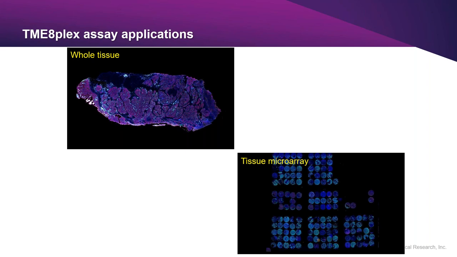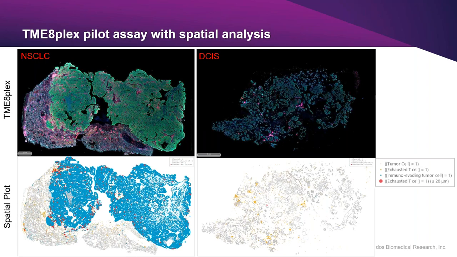Today, I'll talk briefly about whole tissue samples, but mainly talk about our approach to TMAs. To address the performance of the TME 8-plex for the tissue microenvironment analysis, we stained NSCLC and DCIS samples, both important histologies for my group going forward. Here we look at isolating the exhausted T cell population, the CD3-PD1 cells, within 20 microns of the immune-evading tumor cells with the phenotype CK-PDL1, as this has been shown previously to have biological relevance.